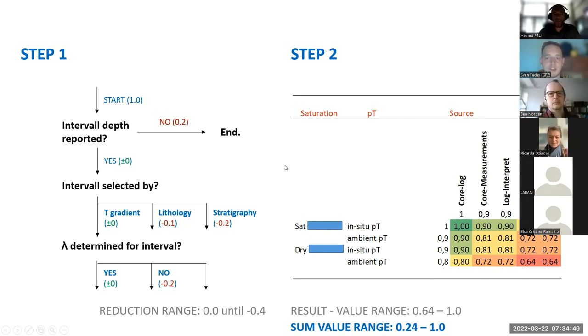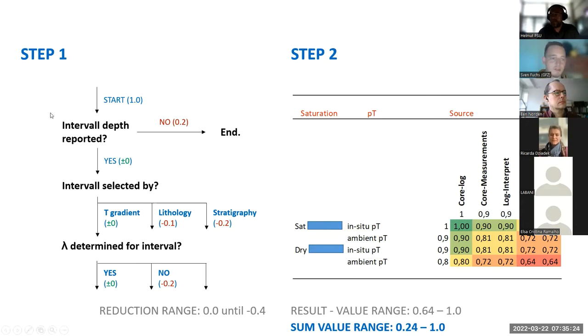Okay. That would mean, for example, if we have excellent preconditions, so we have the interval, we start with a heat flow interval based on temperature gradients, and we have determined conductivity in this interval. Then, for example, having a core log value derived with in situ pressure and temperature conditions under saturated conditions would give you finally the best value of one. Yeah, okay. Because core log and saturation and in situ, from our idea, would be the best.